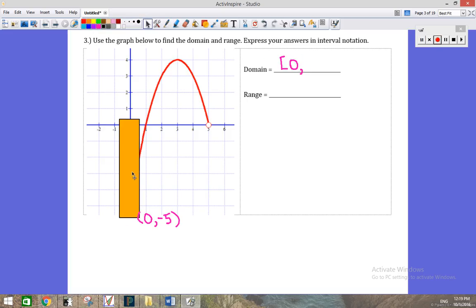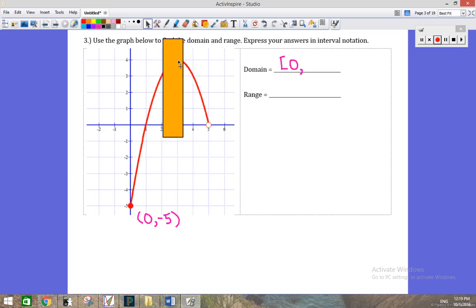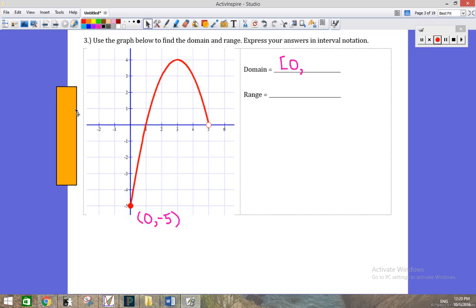Then as I move from left to right through the graph, I'm passing through all the points until I get to a +5. Since that is a hollow dot, we do not include that endpoint.